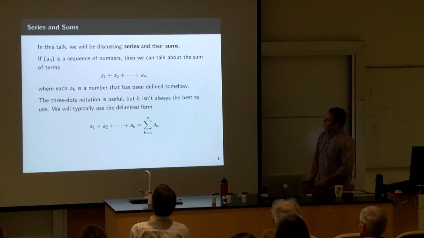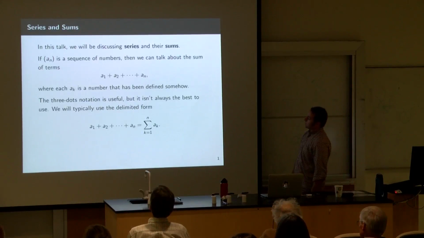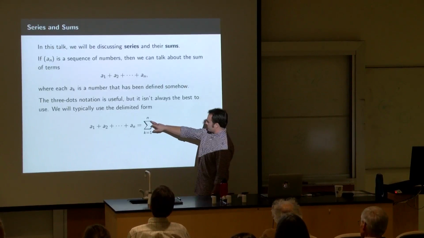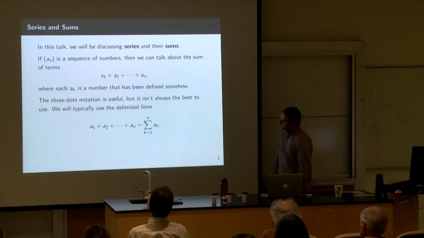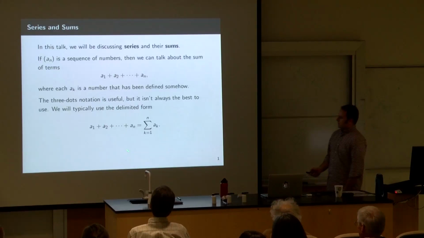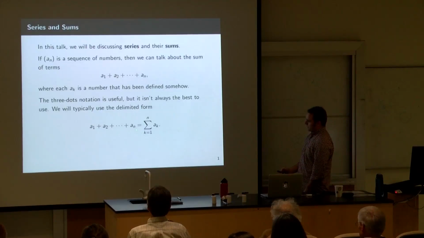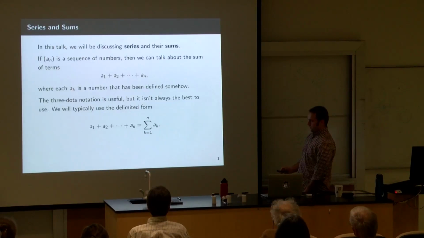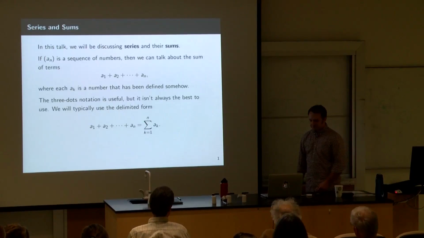But that notation can be kind of clumsy at times, the dot dot dot. So we'll typically use this delimited form, where you use the capital sigma. This is called sigma notation. So instead of a_1 plus a_2 up to a_n, you're looking at the sum of the a_k where k ranges from 1 to n. It really does mean the same thing. This is just a more compact way to write it.